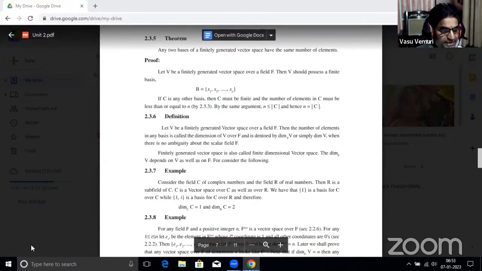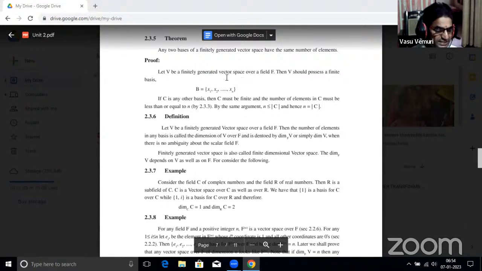See the another theorem, 2.3.5. Any two bases of a finitely generated vector space have the same number of elements. This theorem is very important. Of course, it is not only necessary to state it; this is a simple proof, but it decides how marks are awarded, because here the concept is the main thing. You have to take any two bases of the finitely generated vector space, and they have the same number of elements.